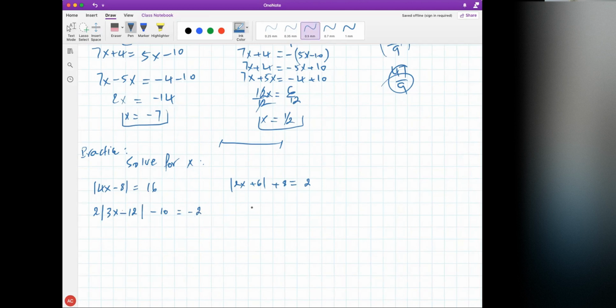All right, and another one, the last one here would be |11x minus 5| = |9x plus 1|. All right, so that should be pretty quick.